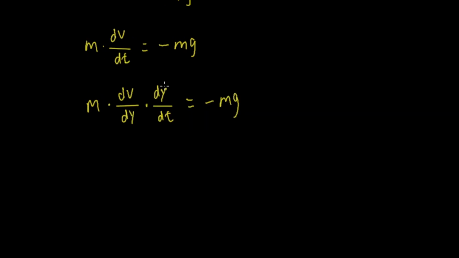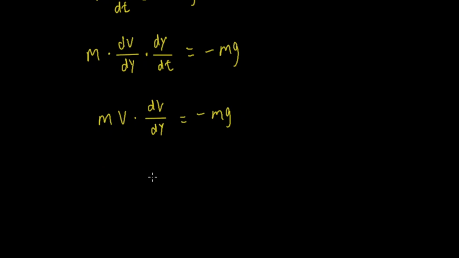Notice that what's change in displacement over change in time? Here, it's velocity, so we can write this as m times v times dv over dy is equal to this side, negative mg. Now, we should multiply both sides by dy. We have mv times dv equals negative mg times dy.